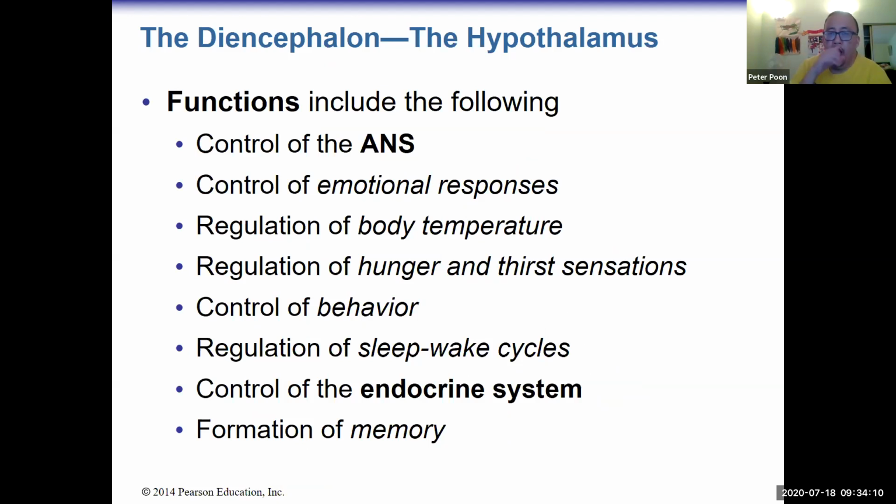The functions of the hypothalamus. For one small area, this little area controls a whole lot. Complete control of the ANS, control of emotional responses, control of body temperature. So when you have a fever, it's because one of your hypothalamic nuclei has been reset to a higher temperature. Regulation of thirst and hunger.